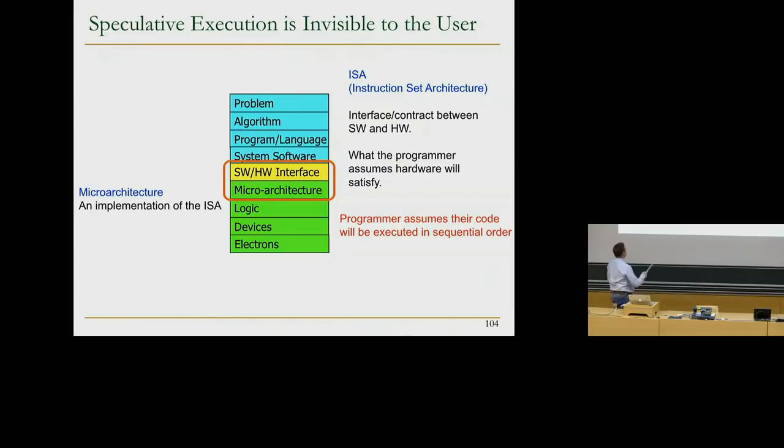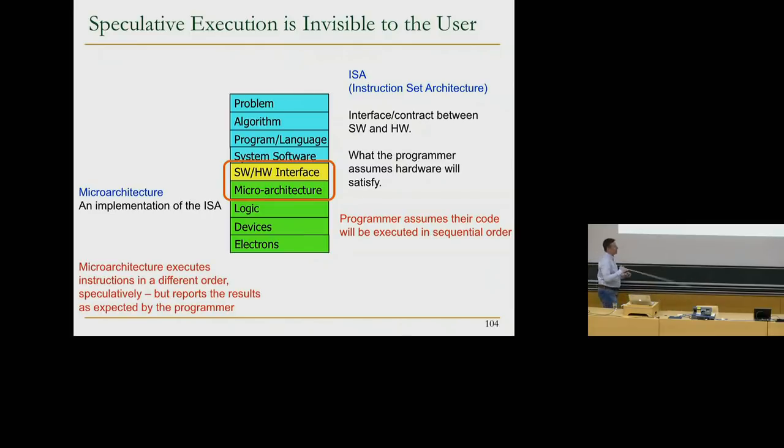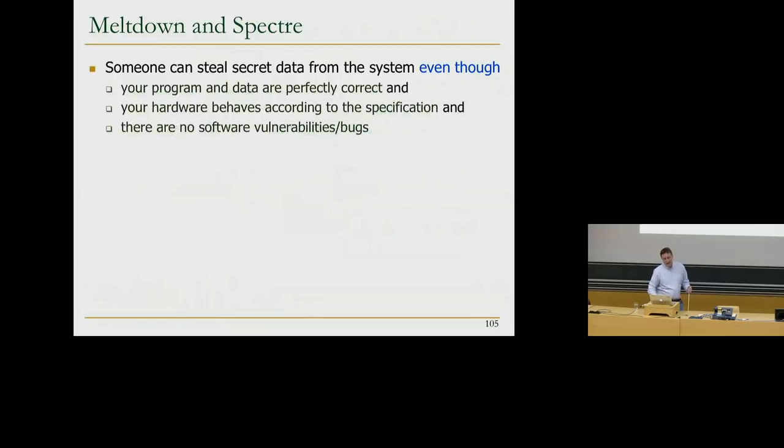And the microarchitecture realizes, hey, I can execute things in a different order. I can execute things speculatively, but the results will be just like the programmer expects. They don't know that I'm doing two things in parallel and picking the best one, or I'm just assuming this will be it. And unless I make a mistake, I keep doing it, so I'm way ahead of time. I'm like a seer, an oracle. And Meltdown and Spectre rely on this thing. So this is the problem.